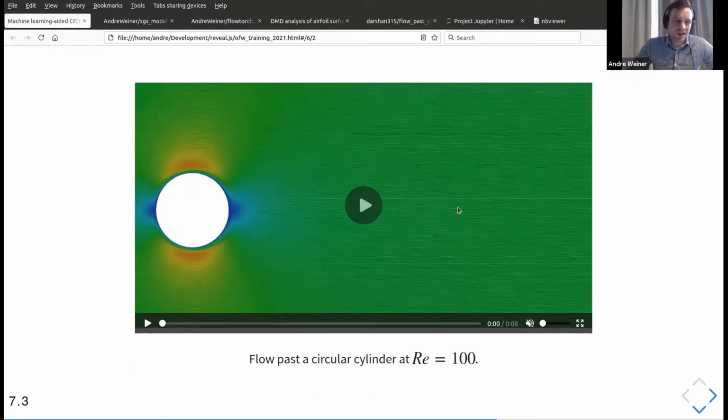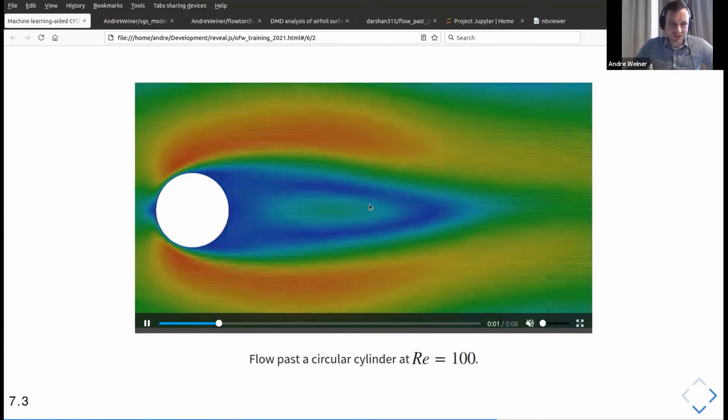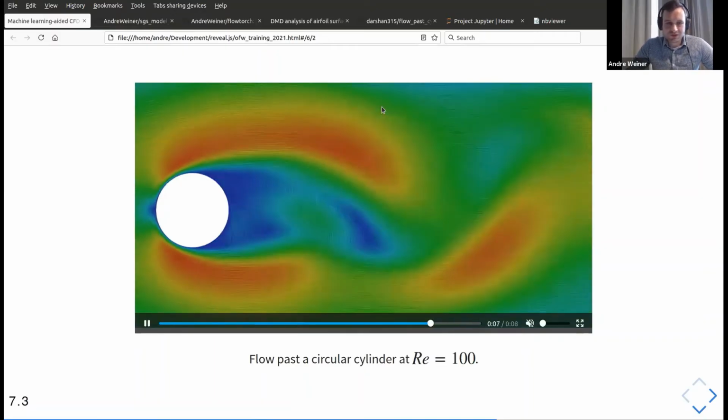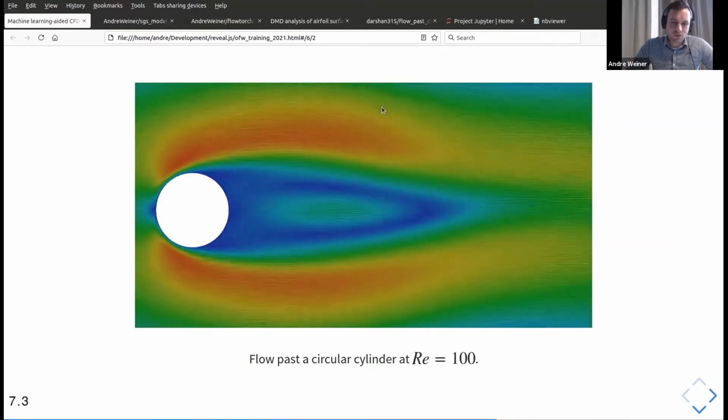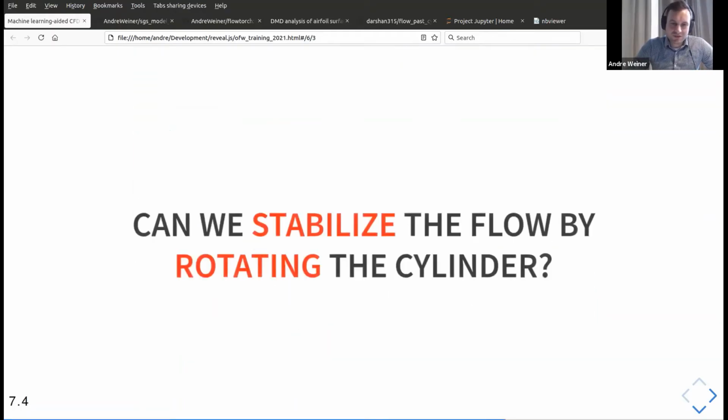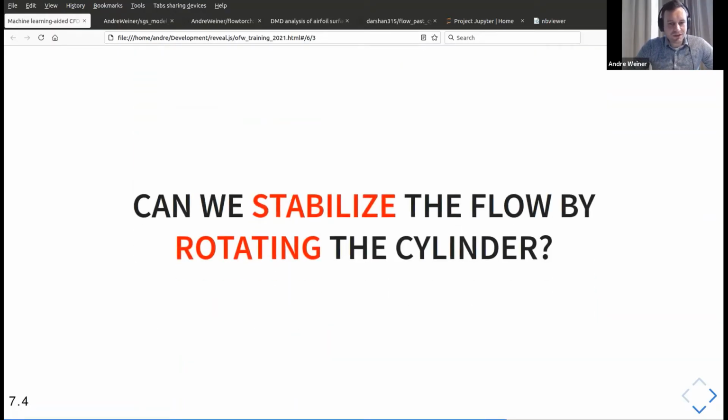As a first example application, we have picked the most challenging problem that there is in computational fluid mechanics, and maybe in fluid mechanics in general: the flow past a circular cylinder at laminar flow conditions. We have this nice vortex shedding behind the cylinder. And the scientific question is now, can we rotate the cylinder to stabilize the flow? In particular, can we just take some data from the surface of the cylinder and predict the rotation to stabilize the flow?